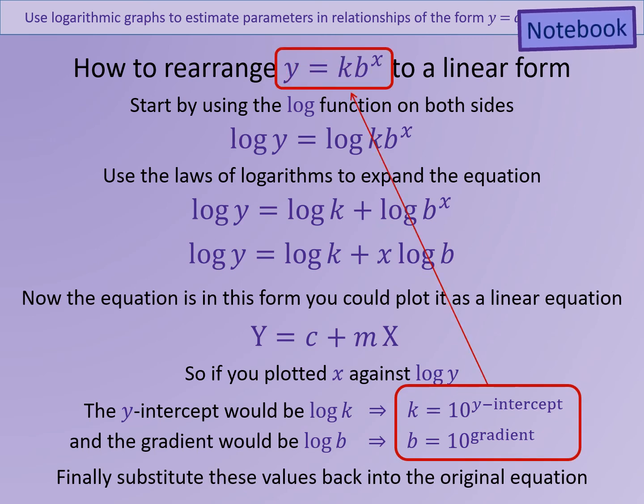So we'd sub those back in to y equals k times b to the power of x, and that would be my estimate for the equation of the data values that I'd found in the table.